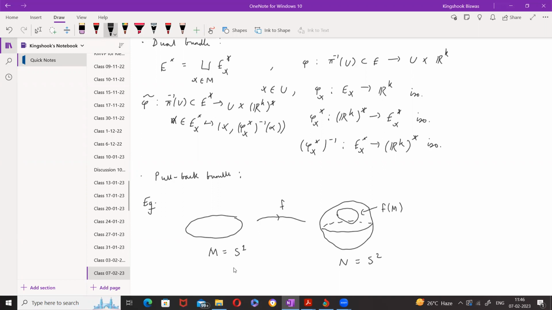So if it's an embedding, then all we're doing is we're taking the fiber over each point F of X, right? In other words, you can think of the pullback bundle in this case where F is an embedding, it's just given by restricting the bundle on the whole space N, you just restrict it to the image of F, right? But that is not necessarily always the case. So F need not be an embedding.